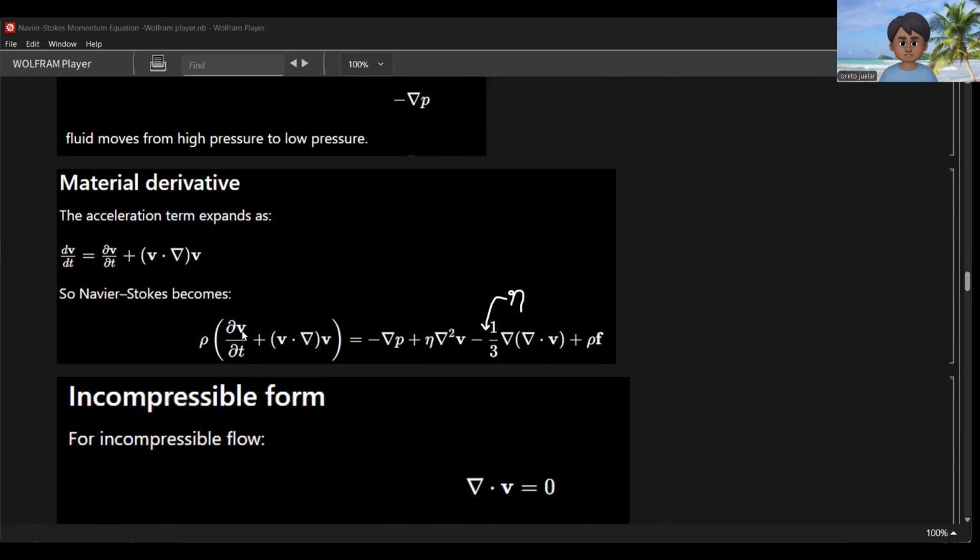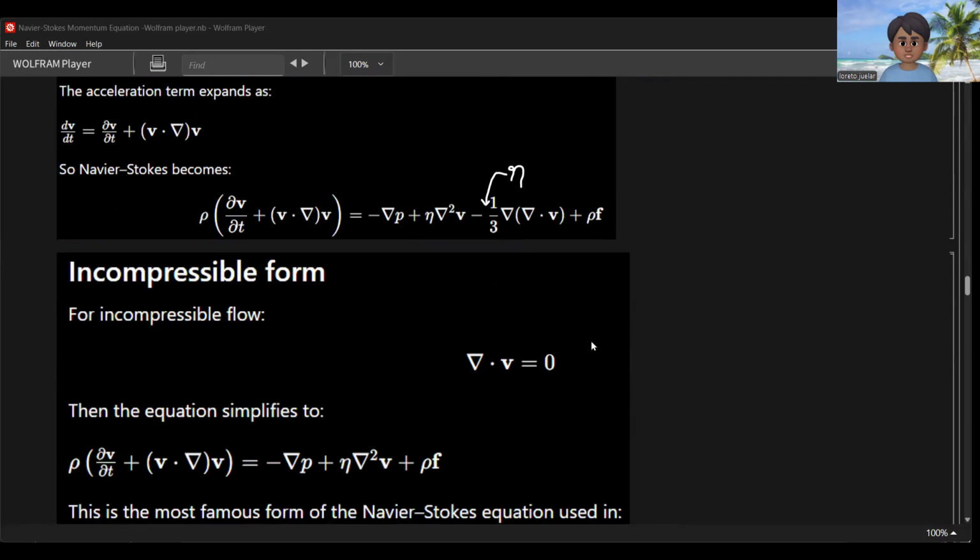This is the acceleration, per unit mass. This is the net force. We have the gradient of pressure plus the Laplacian of V minus 1/3 of the gradient of the divergence of V, plus the body force here.